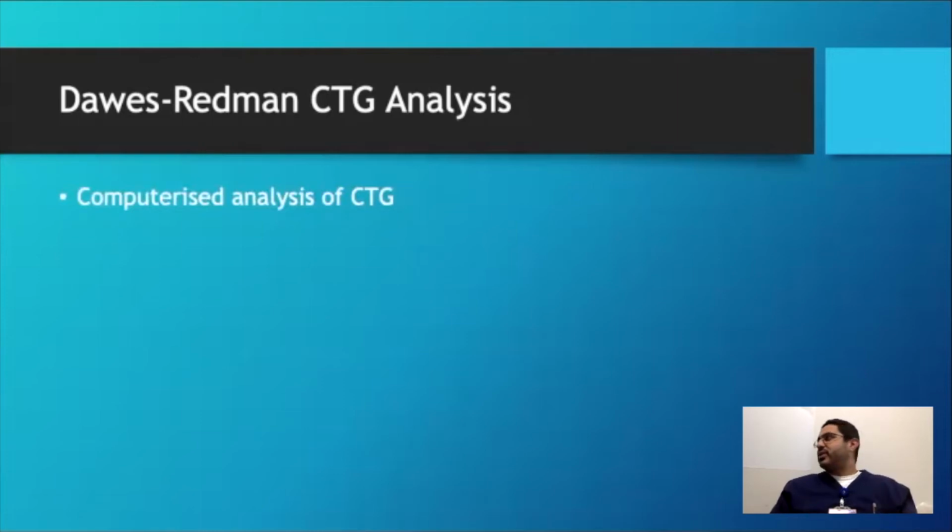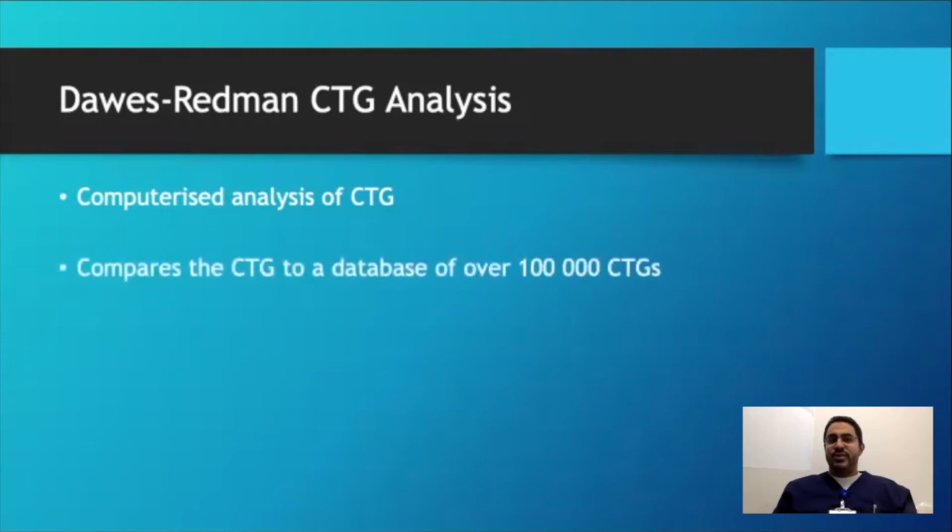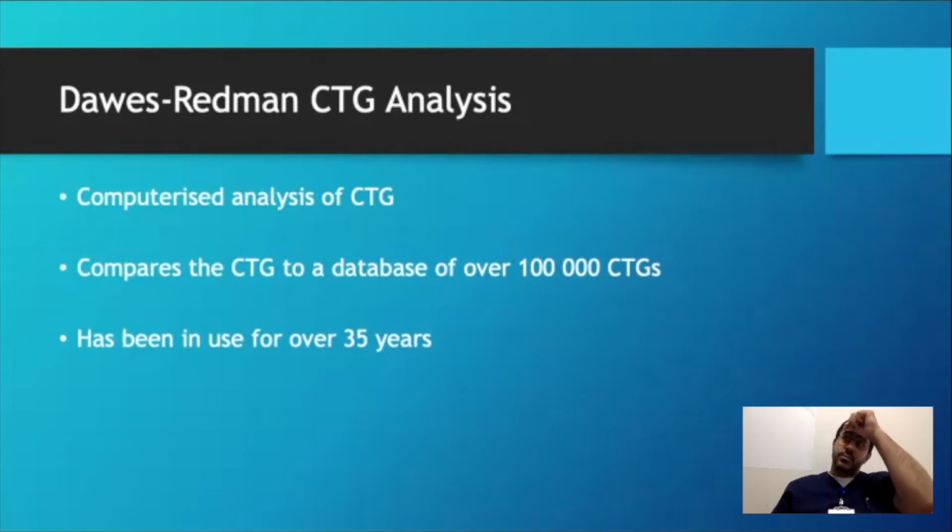What it's trying to do is take your CTG and compare it to 100,000 CTGs in the past, okay, over a lifespan of about 35 years since they started this, and come up with, does this fit with most other 100,000 traces? Okay, when can we use Dawes-Redman analysis? Antenatal, but not in labor. Why not? Because the contractions change the setting completely.